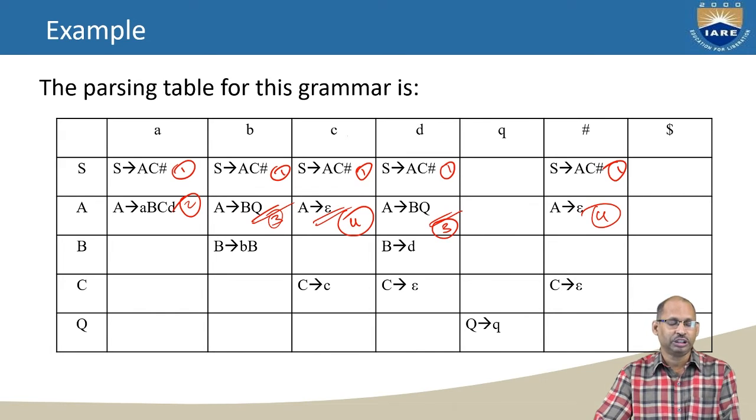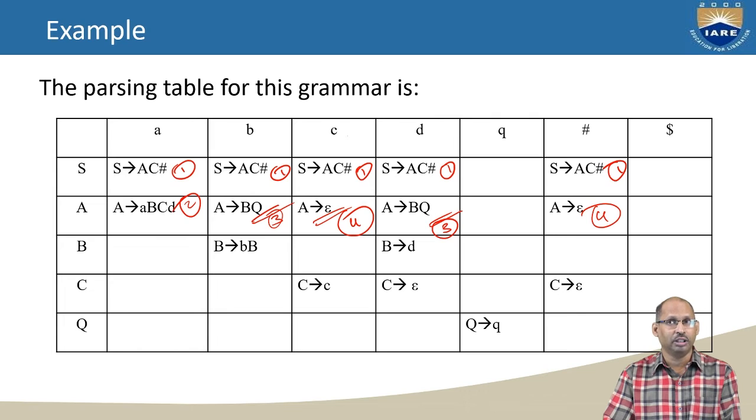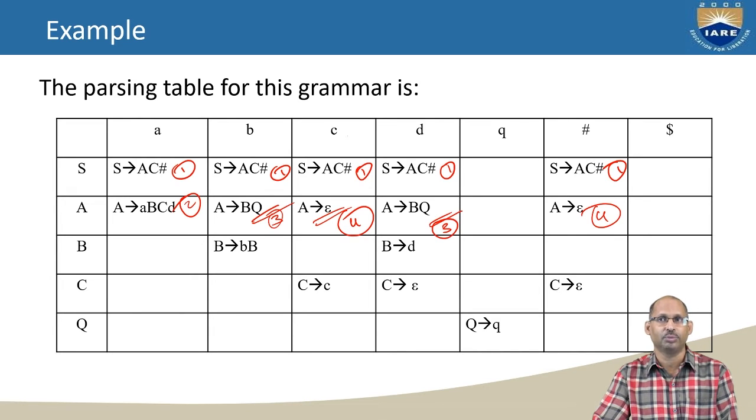For the second production, A is a symbol, so we are writing the second production under the A terminal. And for the third production, B, D. So for B and D, we are writing the third production. For the fourth production, it is epsilon, so under follow of A, we are writing the fourth production.